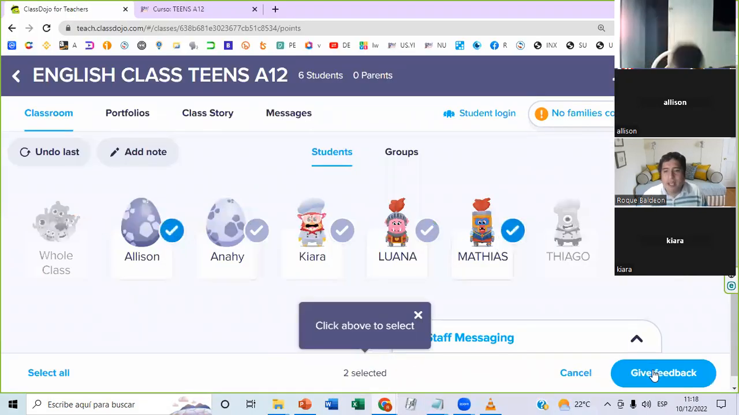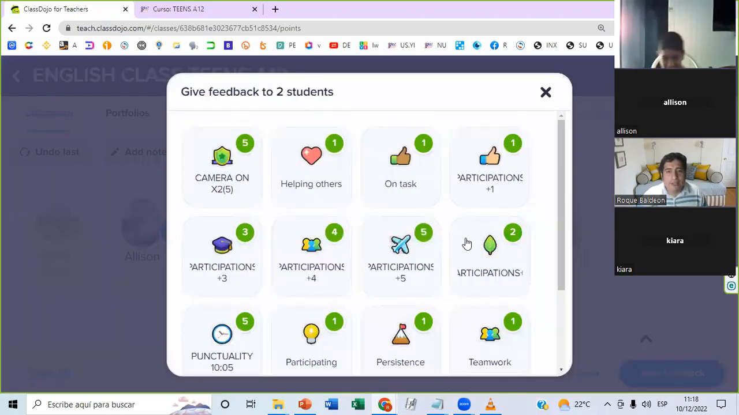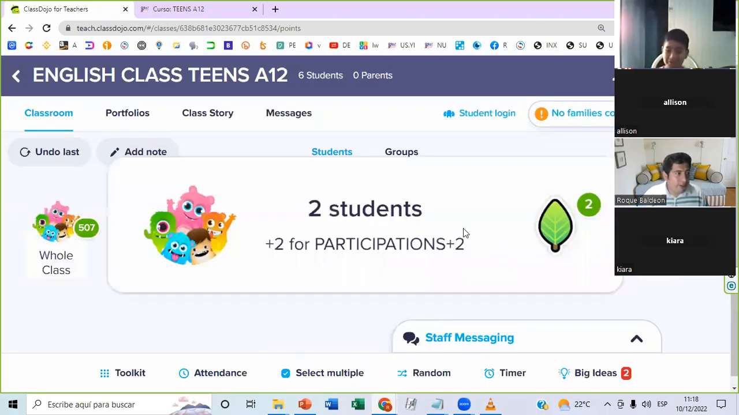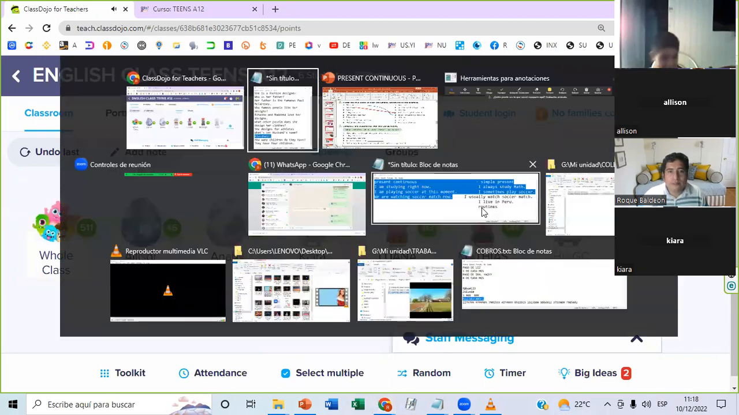Points. Good, Matías. And Alison, good. Se empiezan a levantar su puntaje. That's it. Very, very good.